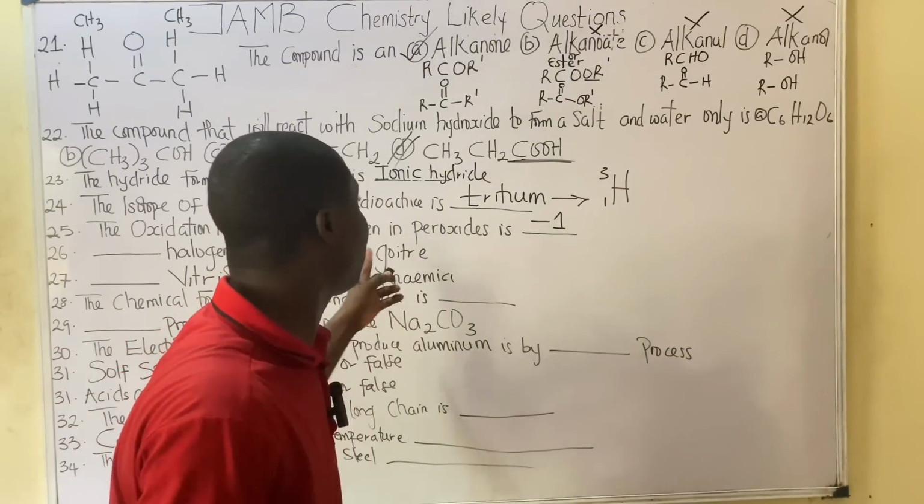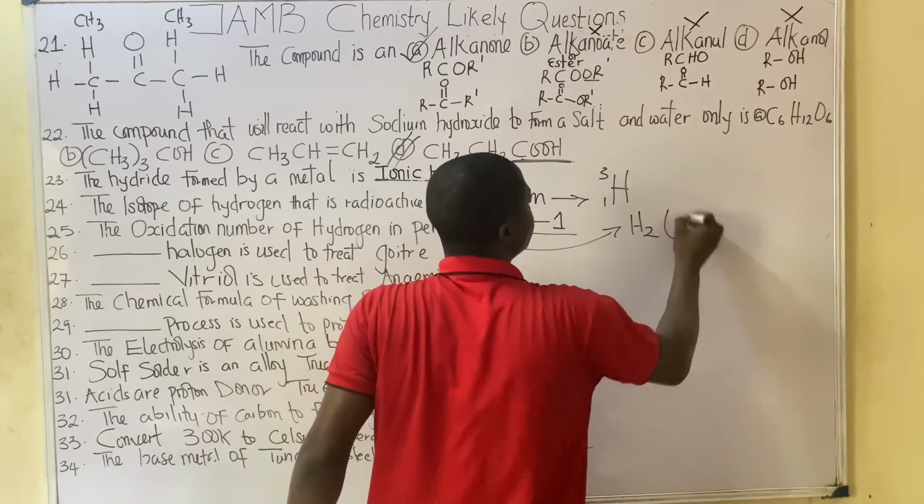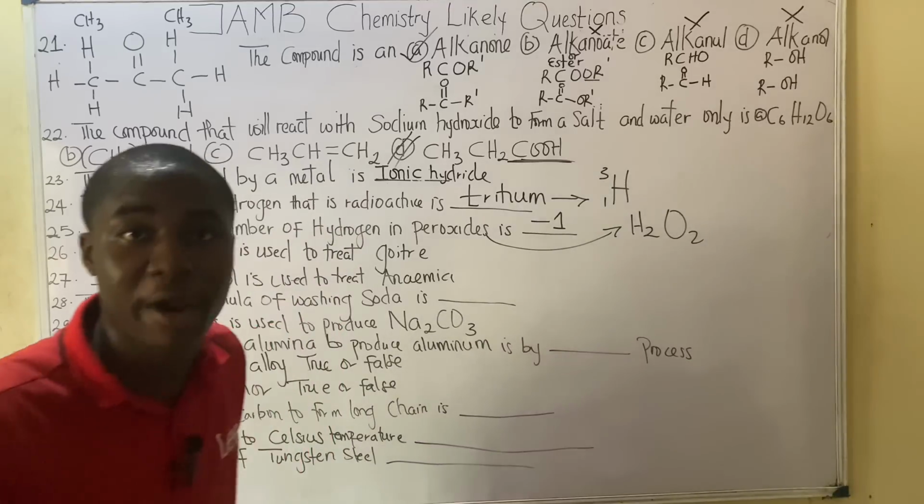Note this. But in peroxide, it is what? -1. A good example of a peroxide is H2O2, which is called hydrogen peroxide.